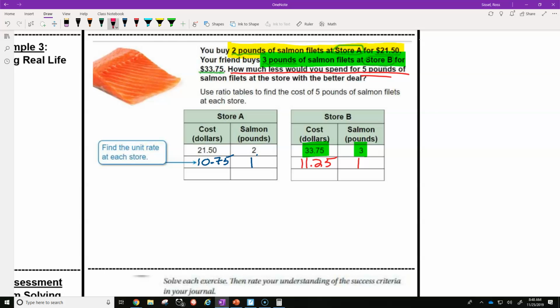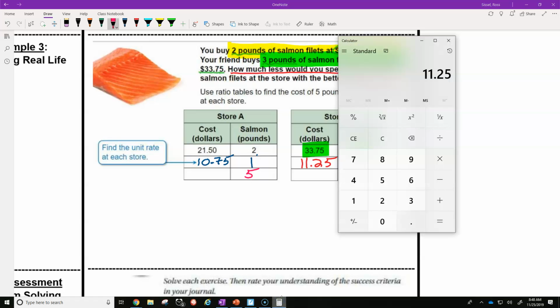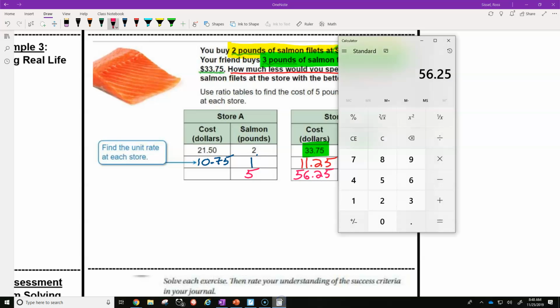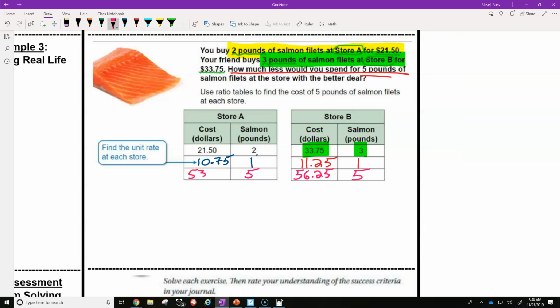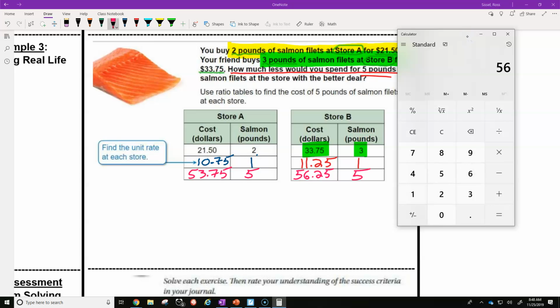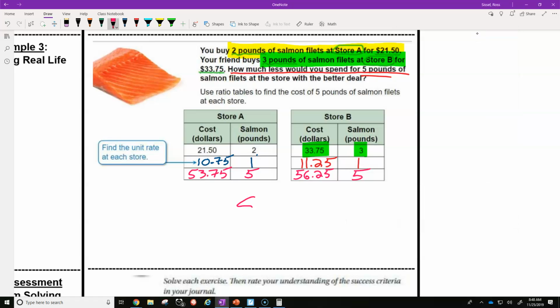So on each one of these, I need to get to 5 pounds. Well, if it's $11.25 for 1 pound, times 5 is $56.25. $10.75 times 5 is $53.75. We then have to compare the two. 56.25 minus 53.75 is $2.50.